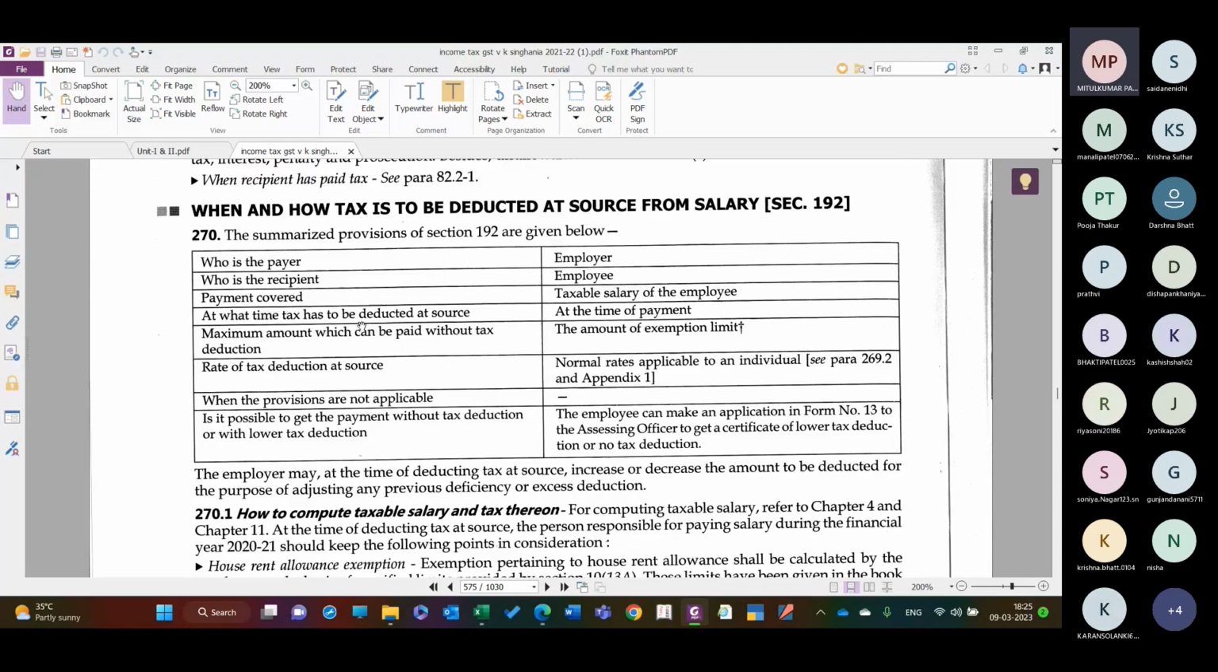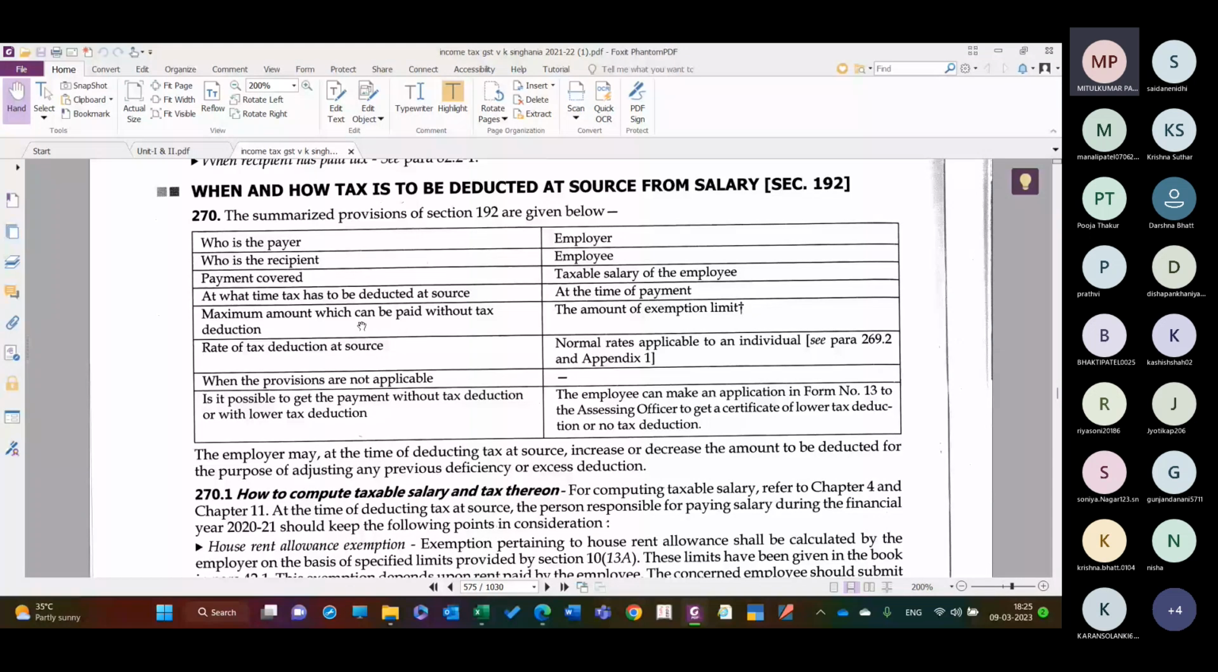So I request you, if you have the material, please go to the respective page of the material which you have in your hands. I am also opening in my hands, right? So ताकि हम एक same level पे आ सकें. So section 192 is given on page number 586, which is in your hand, right?